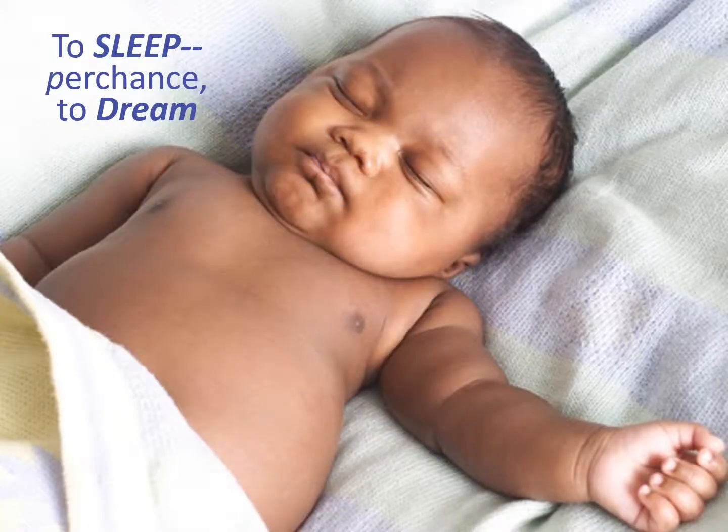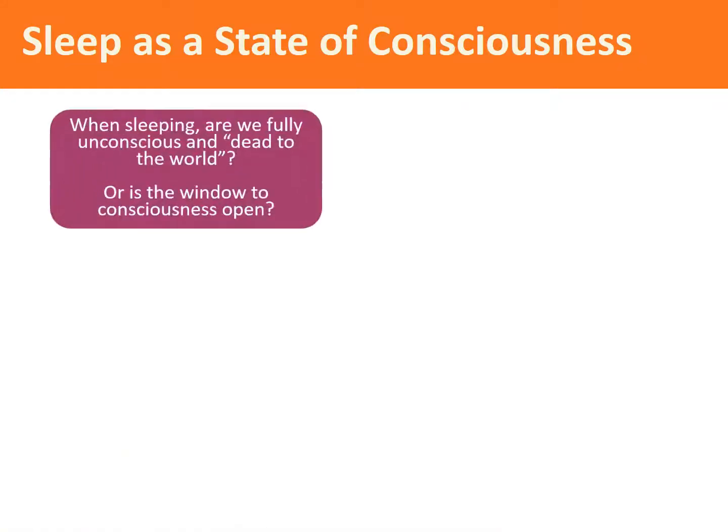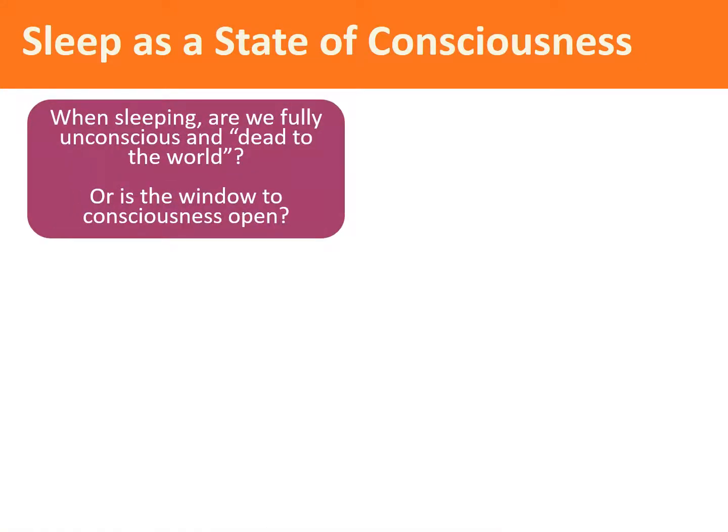So to sleep is obviously to dream, and if anyone believes that they don't dream at all, they are totally incorrect. We dream multiple times a night. We may dream up to 4, 5 times a night. Every sleep cycle, we're dreaming.